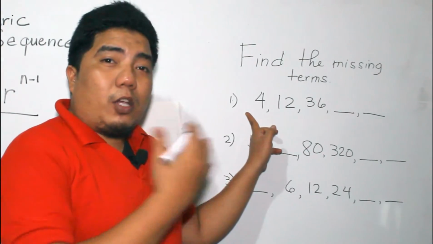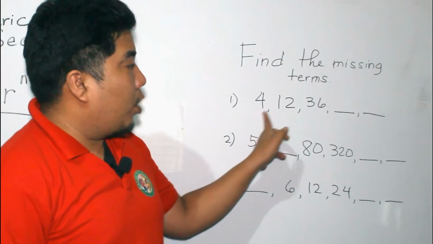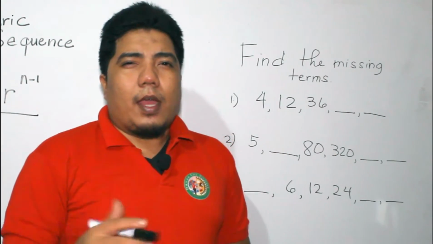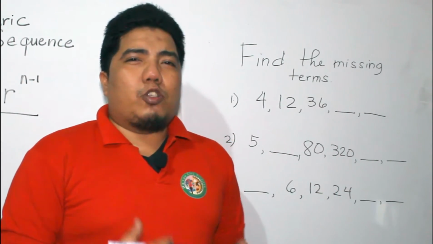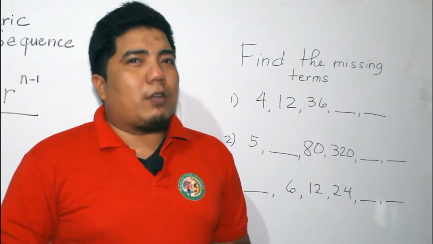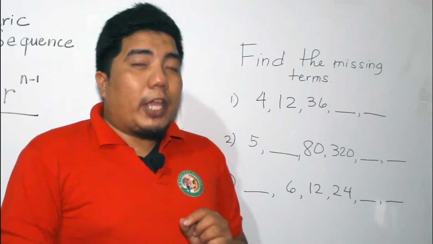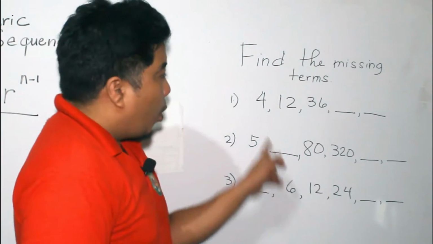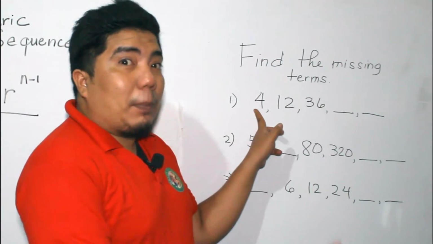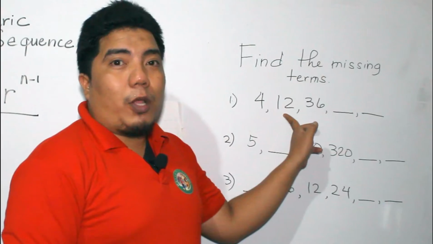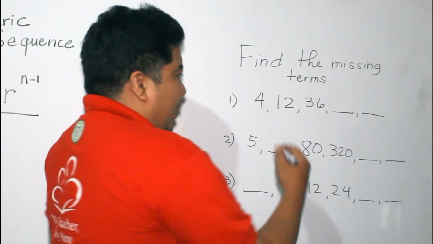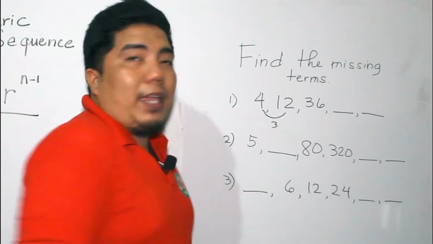Now, as we go to number 1, we have 4, 12, 36. Since we are talking about geometric sequences, you will be considering the times and the divide of a certain factor in order to achieve the next term. What must be multiplied to 4, why it became 12? Very good. That is multiplied by 3.